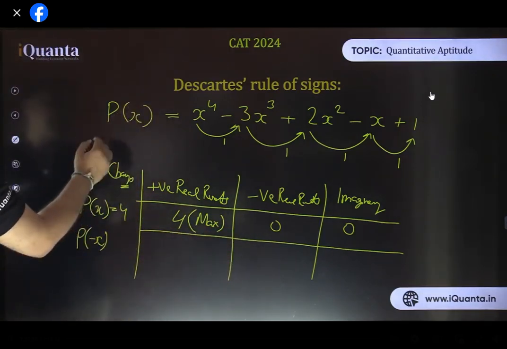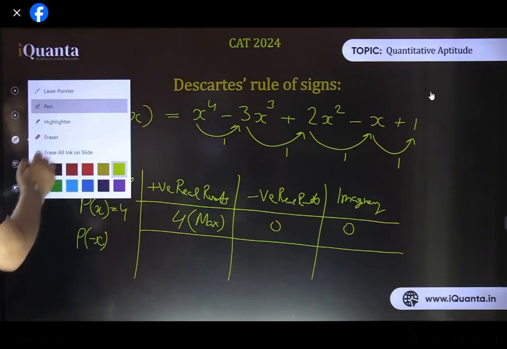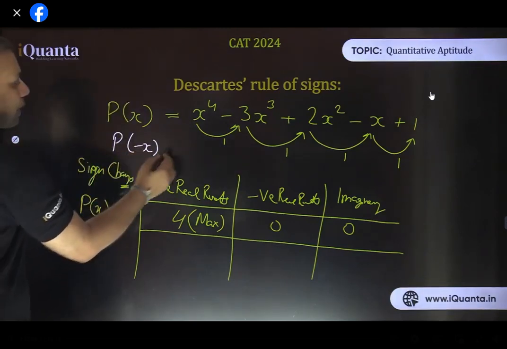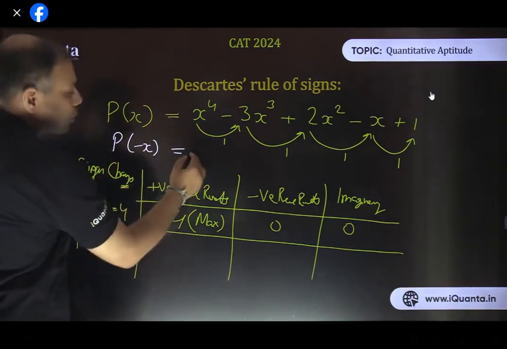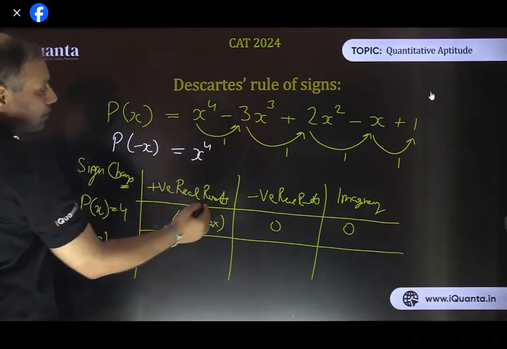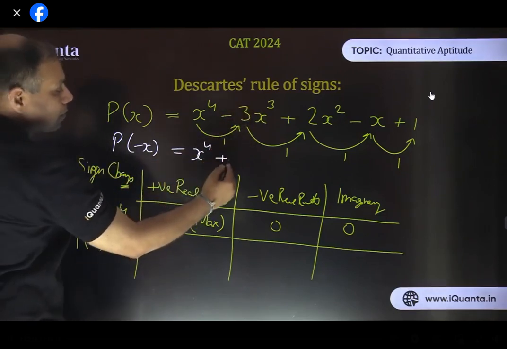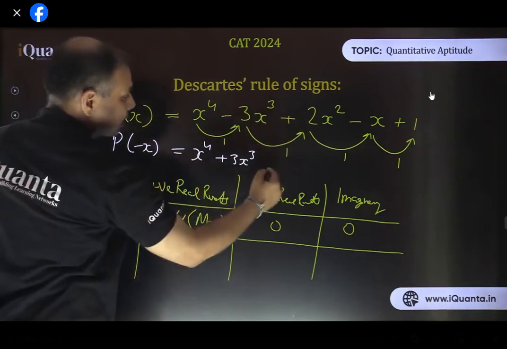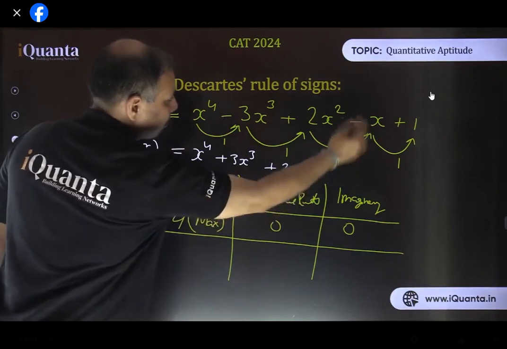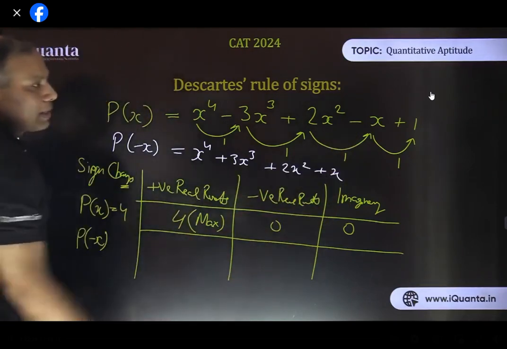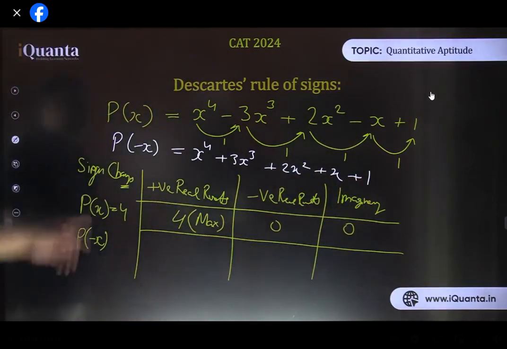Let's check here. If I find the value of p of minus x, let me write it here. If I replace x by minus x, it is going to be x power 4 only. And this term will become positive this time because negative x cubed will be negative, so this is plus 3x cubed now. This will remain the same, 2x squared. And this will become positive because I'm replacing x by minus x. And this plus 1 will remain the same. Okay, so now this is p of minus x.